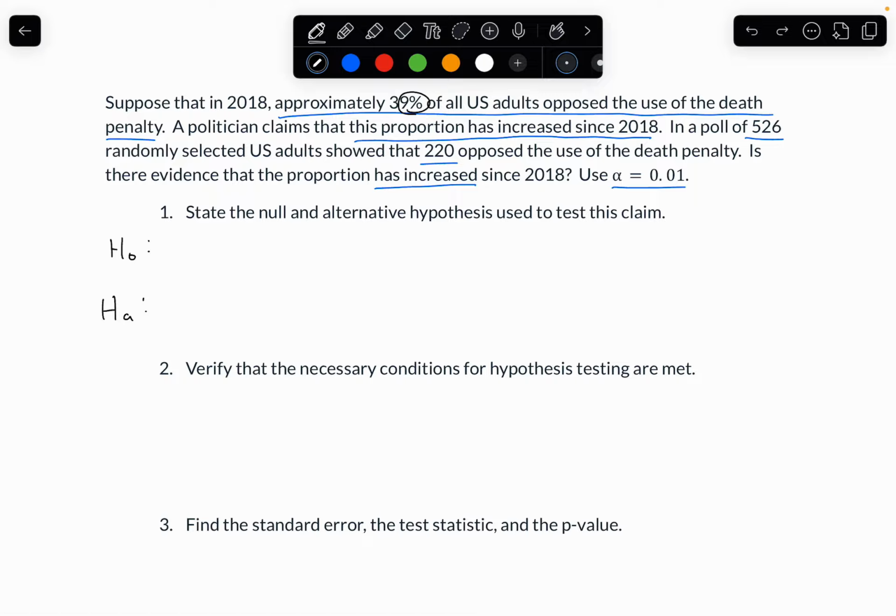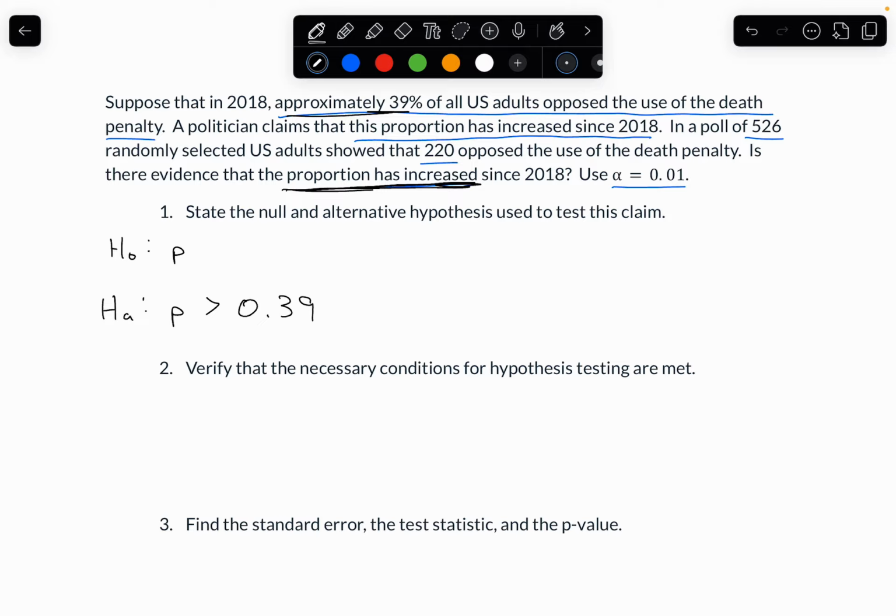Here we're talking about a percentage or a proportion. If I look at that last sentence, is there evidence that the proportion, which means that our parameter will be P, so our parameter is a population proportion. And for the alternative hypothesis, I want to know, is there evidence that the proportion has increased? Has it gone up? So in other words, is P greater than what it was in 2018? Well, in 2018, it was approximately 39%. So is P greater than 0.39?